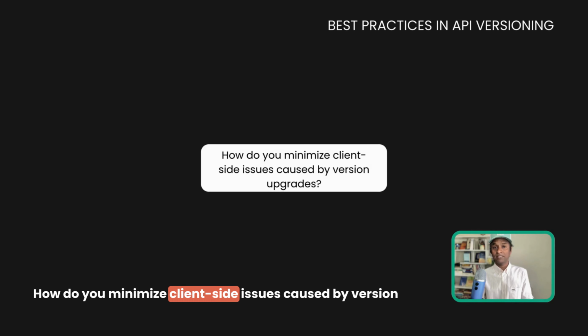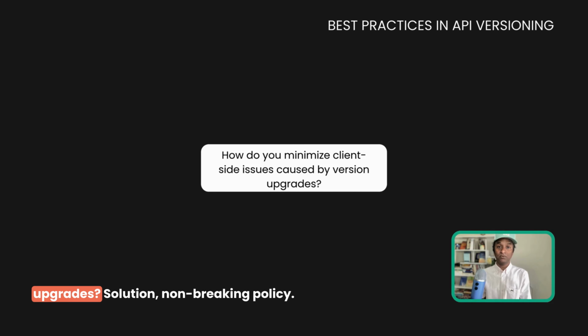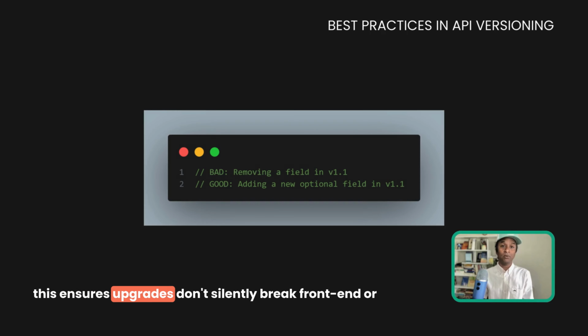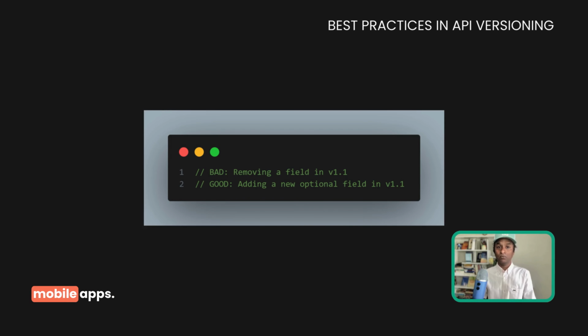How do you minimize client-side issues caused by version upgrades? Solution: non-breaking policy. Never remove or change existing fields in a minor update. Instead, only add optional fields. Example: this ensures upgrades don't silently break front-end or mobile apps.